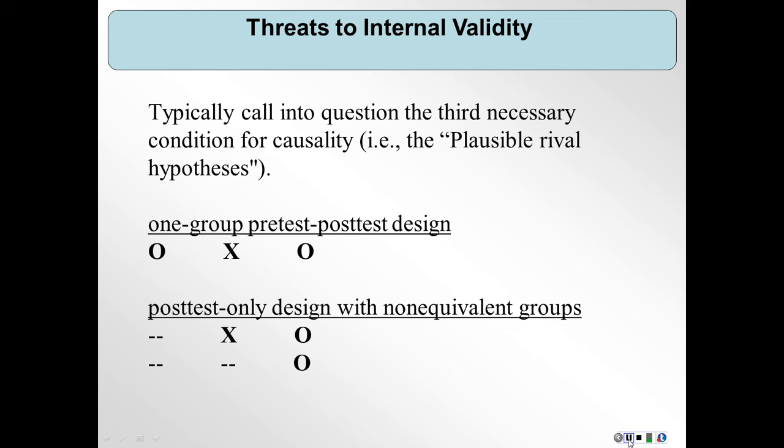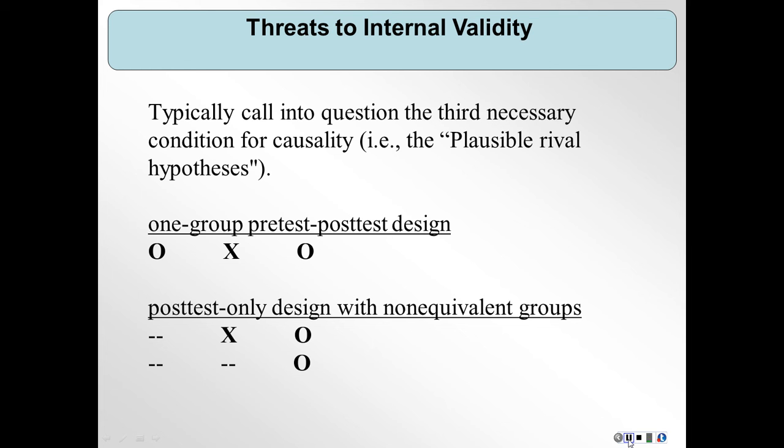The second weak design is the post-test only design with non-equivalent groups. In this design, no preliminary measurements are taken. Notice the dashed lines. We have two groups, one of which is given a treatment, the X, one of which is not, and then we take some measurements. Oftentimes we refer to these groups as the treatment group and the control group. Another way to look at it is the folks who receive the treatment, the X, are in the program. The folks who do not are not in the program.